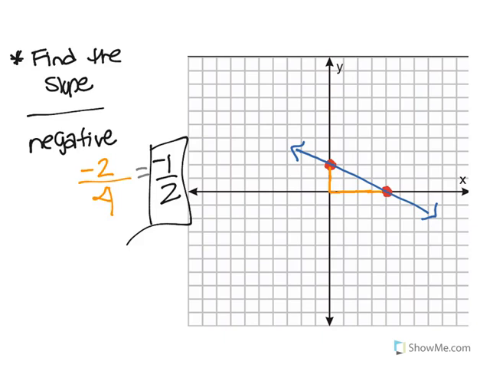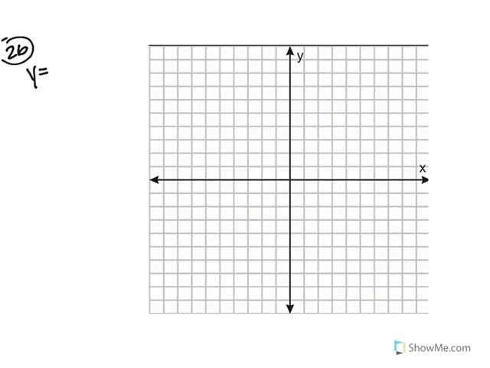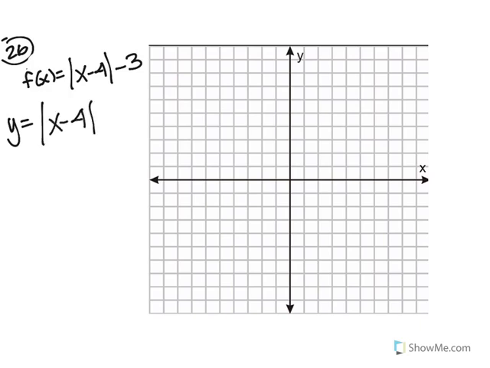Okay. The last 2 problems on your review, I'm getting back to the review sheet now. Number 26 and 27 are translations. And I'm asking you to graph each function. So let me pull up a graph. So the equation is f of x, and y'all know f of x means y. It's just in function form. The absolute value of x minus 4, minus 3. So that's the same as y equals the absolute value of x minus 4 minus 3.